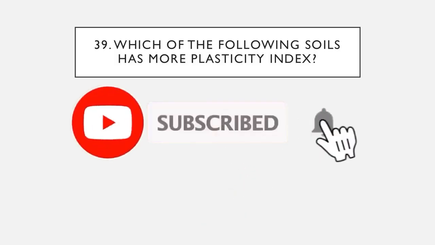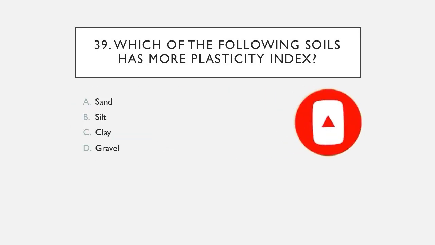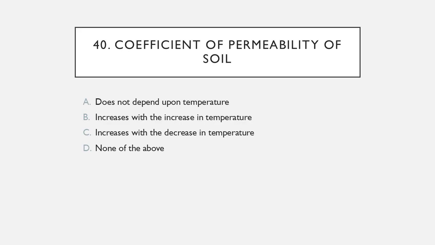39. Which of the following soils has more plasticity index? A. Sand. B. Silt. C. Clay. D. Gravel. C. Clay.